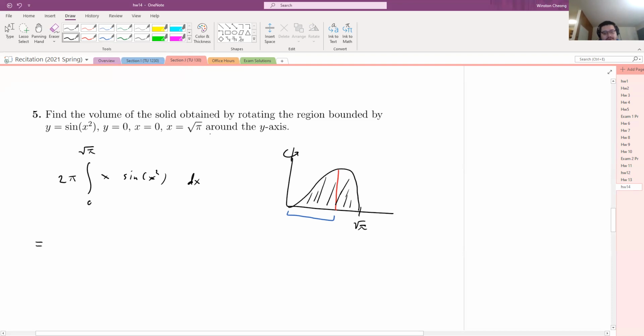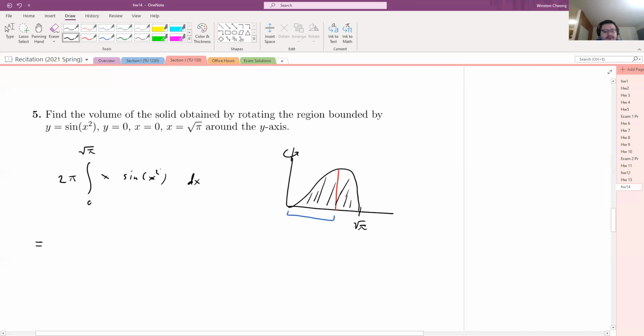I'm going to pause here briefly just to let you think about how you would evaluate this, because you should know how to. Okay, so hopefully you figured it out.